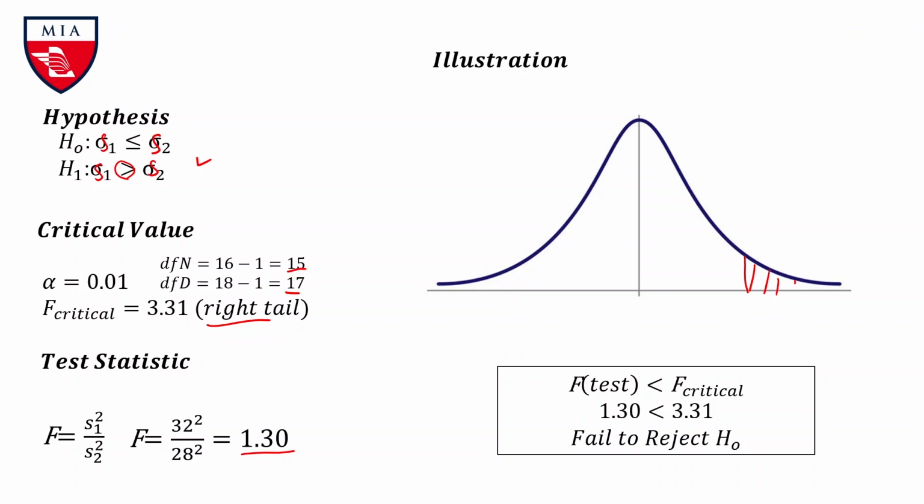Okay. So let's draw the critical region. So our F critical or FC is 3.31. And let's just assume that the value of our F test statistic is here. So we have 1.30. So the value of our F test statistic is not in the critical region. Therefore, we fail to reject the null hypothesis. So our F test statistic is less than F critical. So 1.30 is less than 3.31. Again, we fail to reject the null hypothesis. Okay, and again, the F test statistic is not in the critical region. Therefore, we fail to reject the null hypothesis.